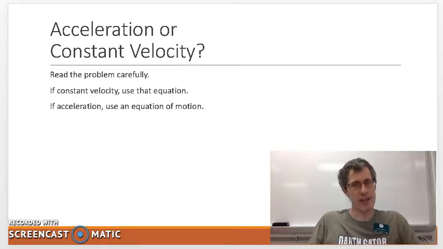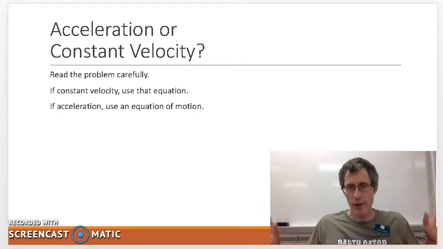If it's constant velocity, don't use any of these equations we're going to talk about, just use the constant velocity equation. If it involves acceleration, then this lecture is for you. You're going to use some of those equations instead. And you have to decide every time you read a question about what to do.